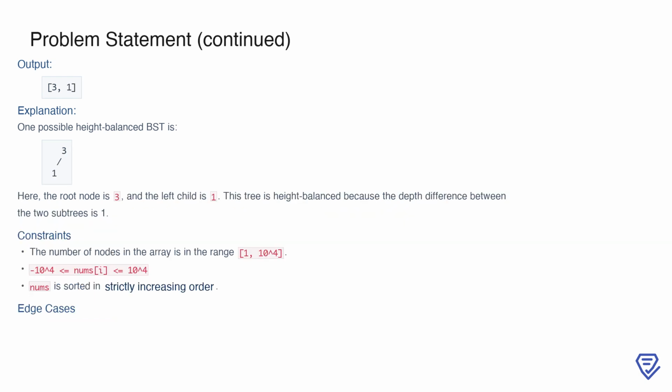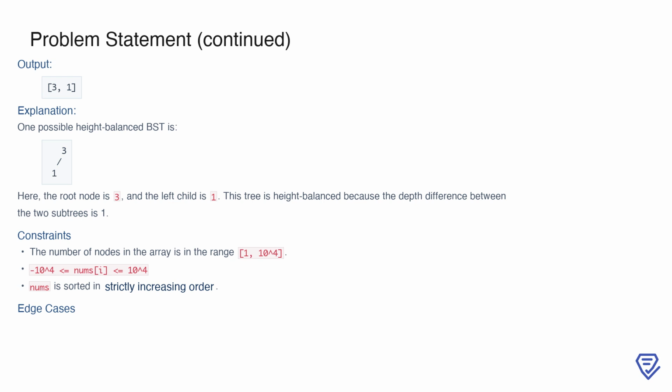Now, consider a simpler example with the input array 1, 3. Here, the tree has just 2 nodes. One possible height-balanced BST has 3 as the root node and 1 as its left child. The tree is still height-balanced because the difference in height between the left and right subtrees of the root is exactly 1. The array representation of this tree is 3, 1. This example highlights how smaller inputs can lead to simpler tree structures while still adhering to the rules of a binary search tree and maintaining the height-balanced property.